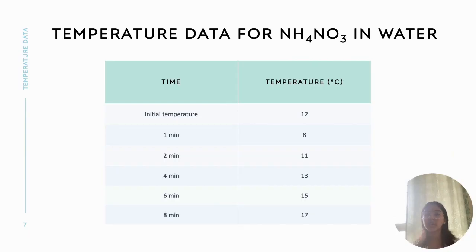On recording the temperature changes, it was noticed that the initial temperature was 12 degrees, after a minute it was 8 degrees Celsius, after another minute 11 degrees Celsius, 2 minutes later 13 degrees Celsius, 2 minutes later 15 degrees Celsius, and 2 minutes later 17 degrees Celsius. As we can see, there is an initial decrease in the temperature and then a gradual increase in temperature.